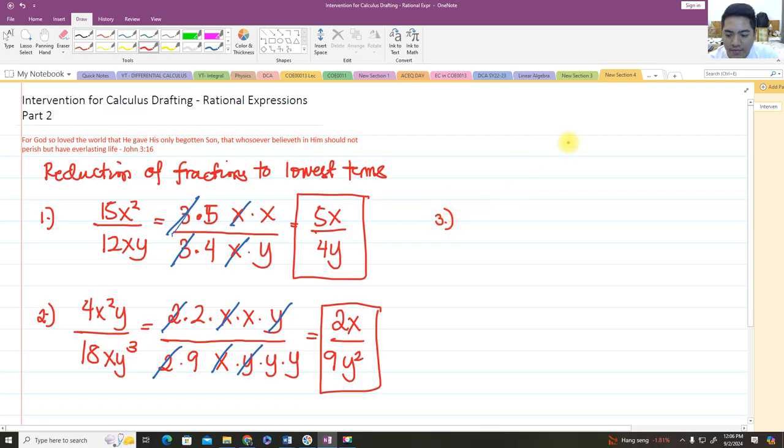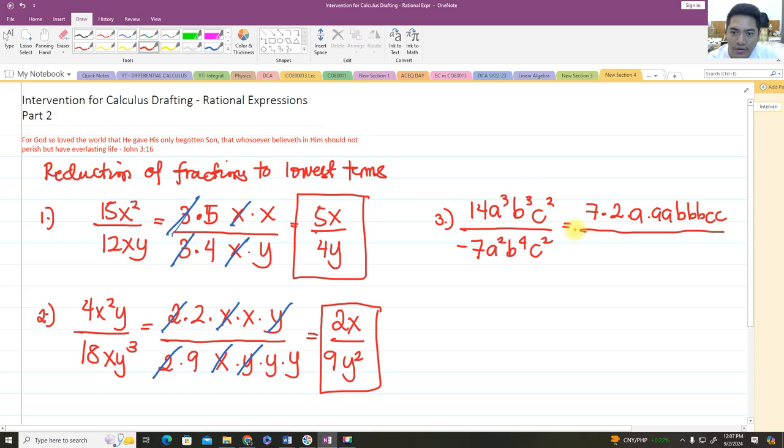For number 3, we have 14a cubed b cubed c squared all over negative 7a squared b raised to 4 c squared. They're both divisible by 7. So I can have 7 times 2, a times a times a, b times b times b, c times c. And the denominator has negative 7, a times a, and b times b times b times b because of b raised to 4, and then c squared.